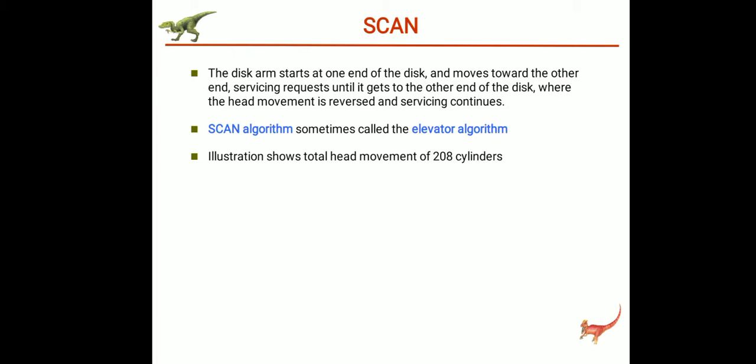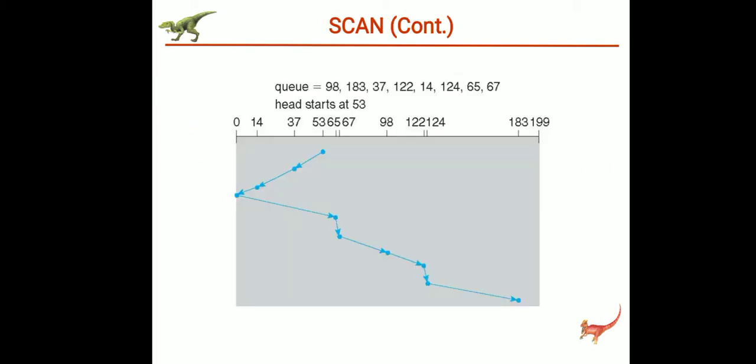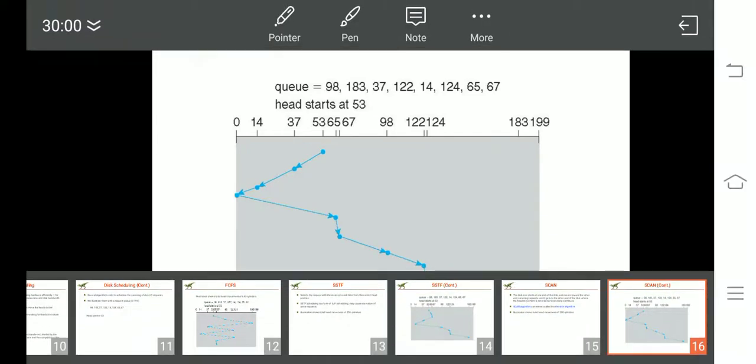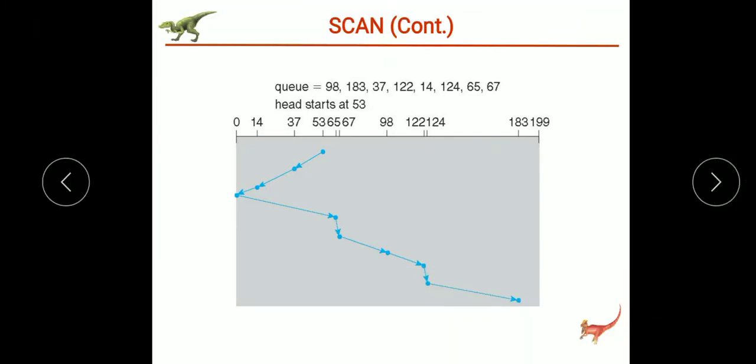So let's take the same example and see how scan scheduling works. We are given the head start at 53, which means we have to start from 53. Now, before solving this problem we have to understand the direction of head movement. You have to know in which direction the movement is taking place. Let's assume that it is moving in the direction of 0.